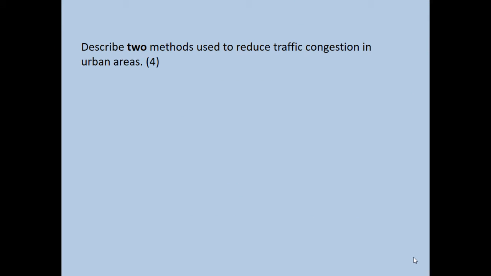Okay, so I want you to have a go at this question. Describe 2 methods used to reduce traffic congestion in urban areas. So we've just spoken about those. You could talk about London, you could talk about Curitiba. It's only 4 marks, so you just want to describe them. Okay, so you don't need to go into too much detail, but you can pick one from London, and then talk about the buses in Curitiba briefly if you want to. It's entirely up to you.